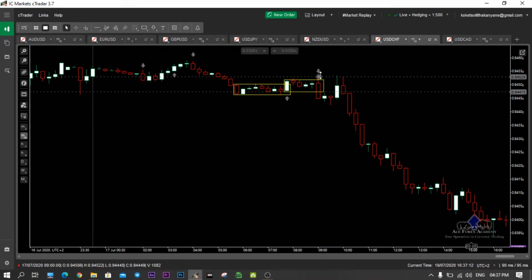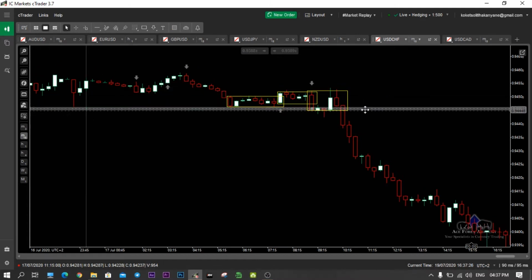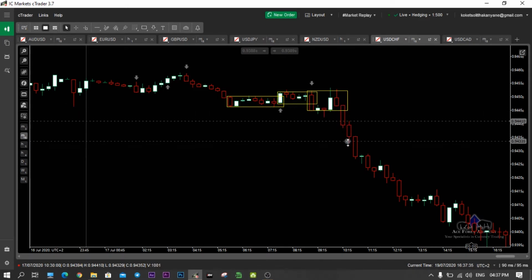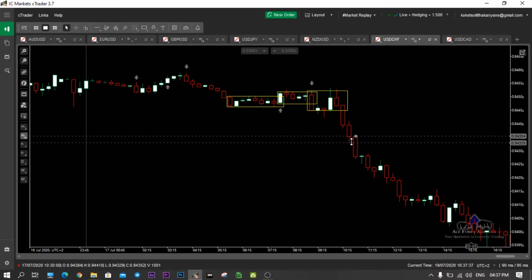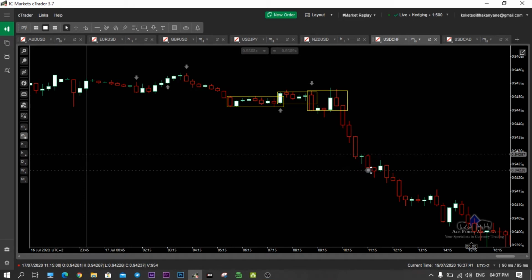After the bears broke out and pushed price to the downside, we had another period of consolidation form right over here. Price was continuously pushed to the downside with the formation of our lower lows and our lower highs: lower high, lower low, lower high, lower low. Keep following the trend.